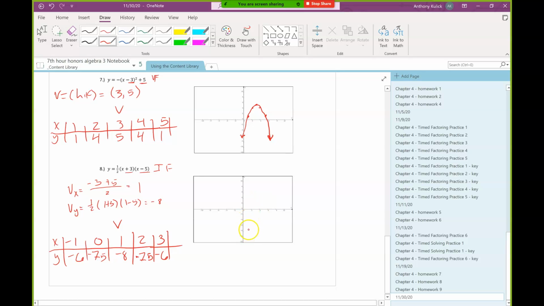So I have 1, -8, 0, -7.5, and 2, -7.5. And then 3, -6. So maybe like right there. And then we have -1, -6 is about there. So there we go.